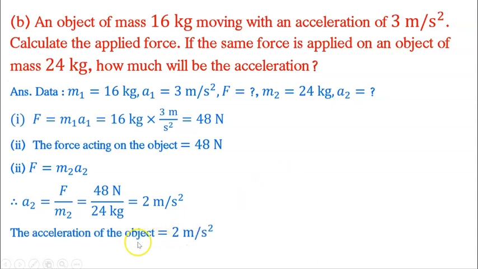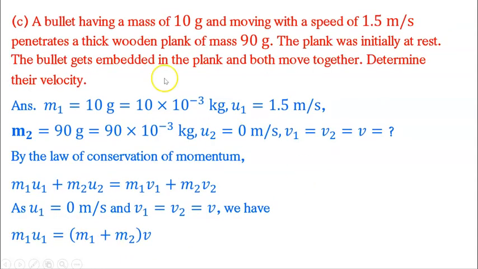Therefore, the acceleration of the object is 2 meter per second square. Now the next: a bullet having a mass of 10 gram and moving with a speed of 1.5 meter per second penetrates a thick wooden plank of mass 90 gram. The plank was initially at rest.